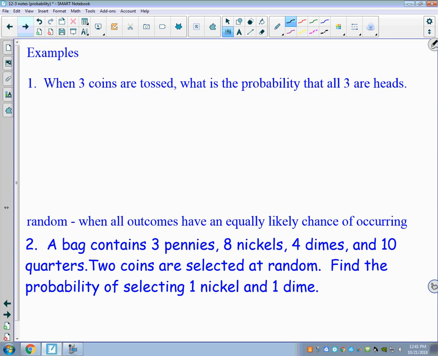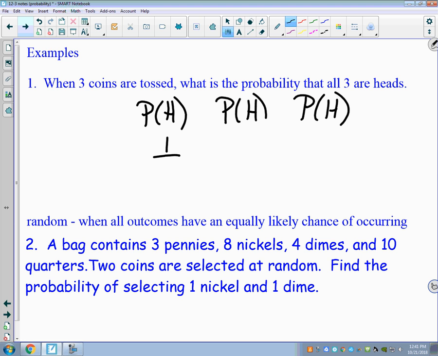It says, when 3 coins are tossed, what is the probability that all 3 are heads? Well, think about this: for each one, the probability of flipping heads is 1 head on a coin over how many total sides? 2. So 1/2, 1/2, and 1/2. And what do you think we do with those? Well, this and this and this all at once. So just like the fundamental counting principle, you're just going to multiply those. So the answer is 1/8 chance of that happening.